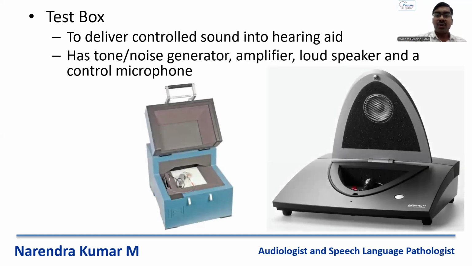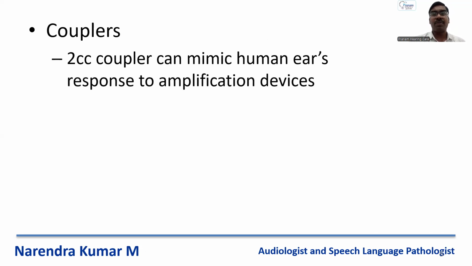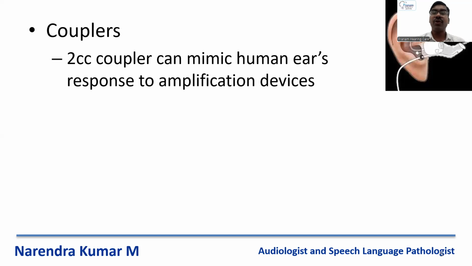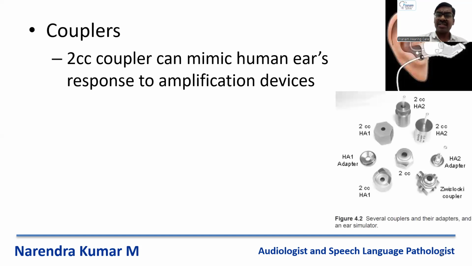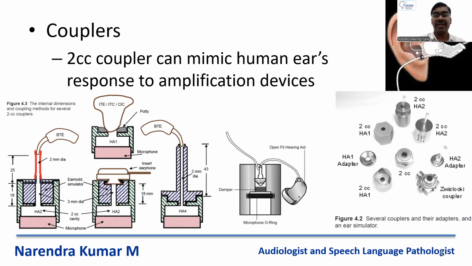These are examples of two different companies' test boxes, which are used to analyze the electroacoustic characteristics of the hearing aid. These test boxes will have couplers, which mimic the acoustic properties of the frequency response of the human ear canal. There are various couplers available in the market, but to measure EAC of the hearing aids, we generally use 2cc couplers. The picture depicts the various 2cc couplers available in the market with the adapters, which will be used to connect BTE hearing aids, body level hearing aids, and custom made hearing aids, including the receiver in the canal hearing aids.